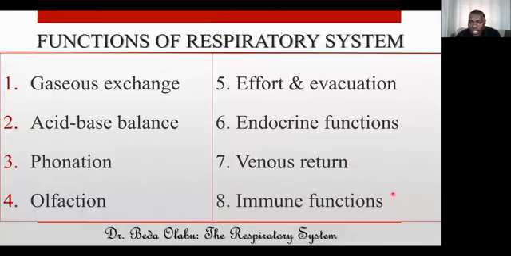Lastly, we can say that the respiratory system has immune functions. And by this, we mean that the respiratory system is able to fight infections. And there are a number of immune mechanisms within the respiratory system that help it to fight infections. For example, the hair within the nostrils can trap some particles, including organisms, preventing them from entering the body. So it helps you to fight infections.